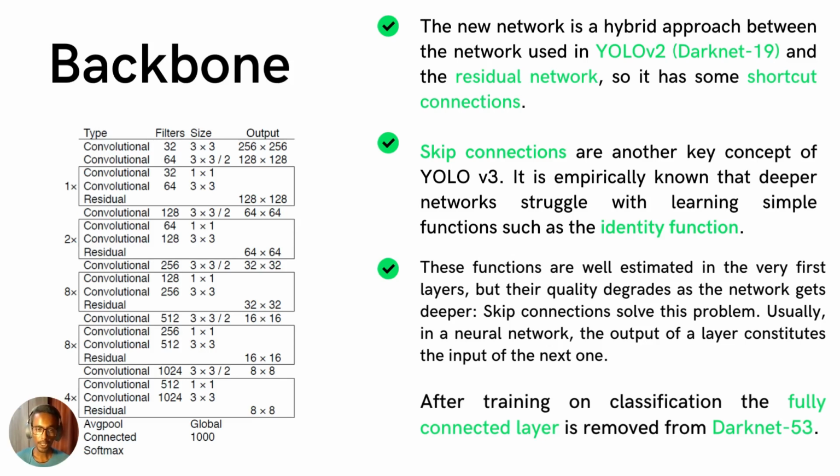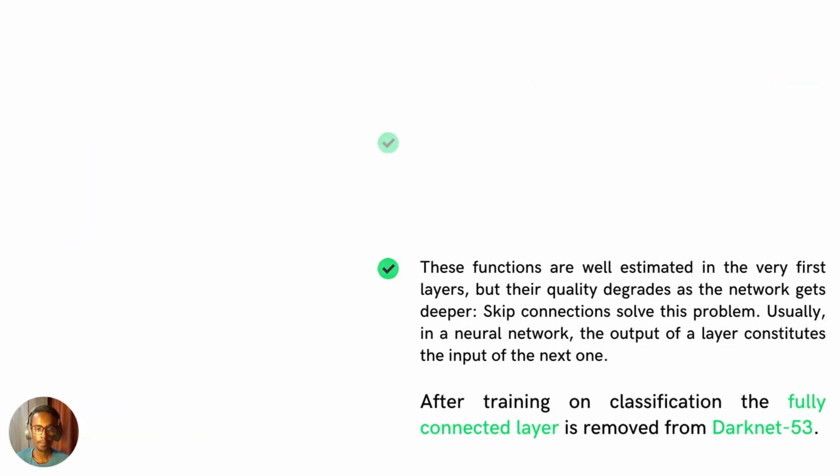After training on classification, the fully connected layer of the Darknet 53 backbone will be removed because we want our model for detection. So the first task will be to train the backbone for classification first, using a classification dataset such as ImageNet. The last layer is a fully connected layer for the classification task. So whenever we want to implement detection, we first have to remove the fully connected layer of the backbone.